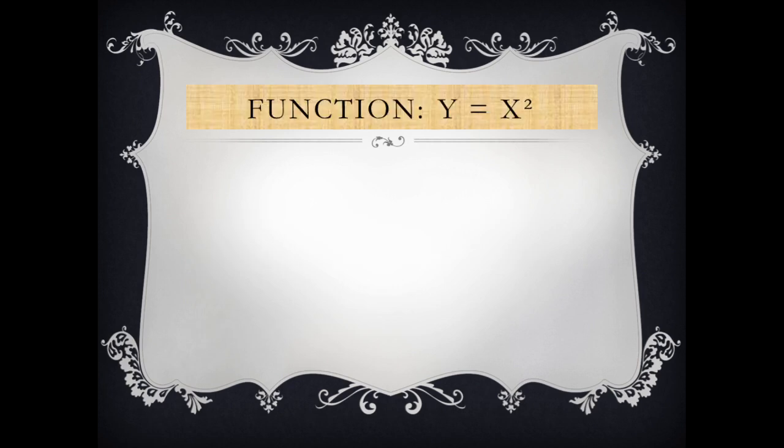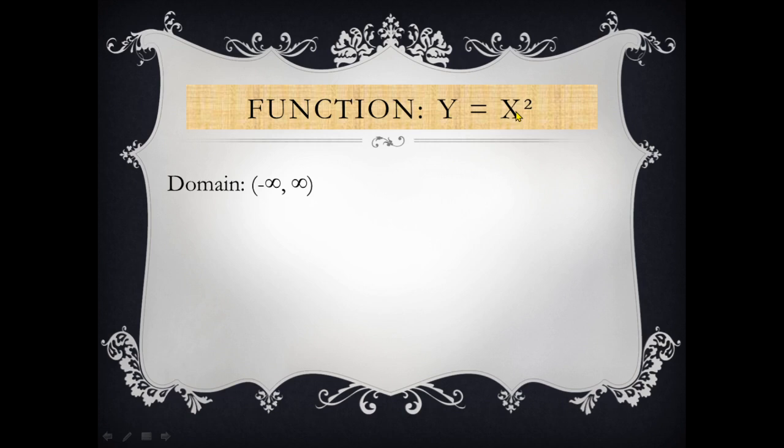Now let us see the domain and range of different functions. Suppose the function is y equal to x square. Then the domain, the set of all possible input values, may be any real number, from minus infinity to infinity. So the domain is minus infinity to infinity.